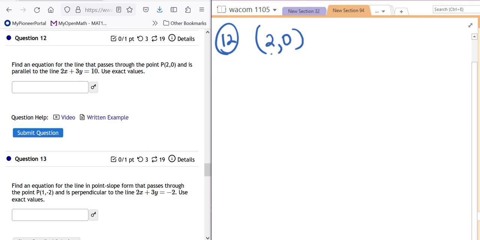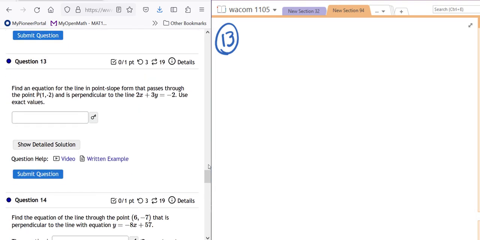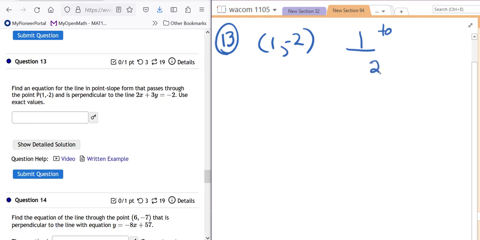Oh, that one is parallel. Let's do the perpendicular one. I'm sorry. Just parallel is going to have the same slope. All right, let's do the perpendicular one. All right, so our point is 1, -2. Our line is going to be perpendicular. That means perpendicular, that symbol. Perpendicular to this line.